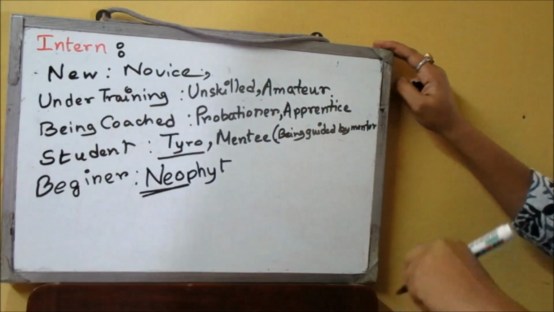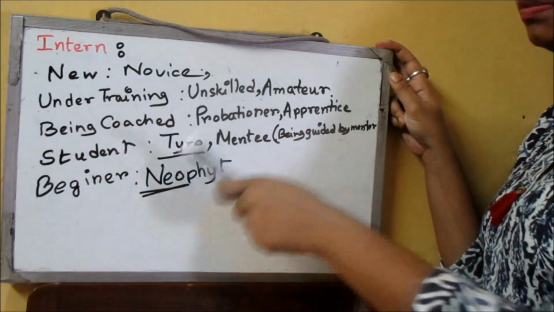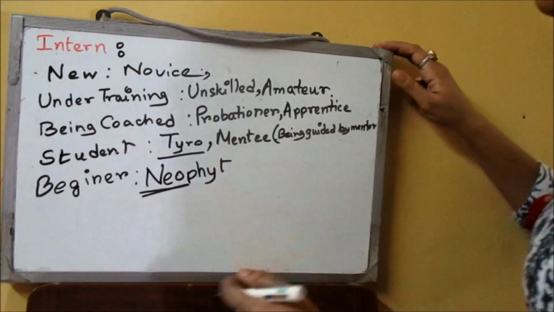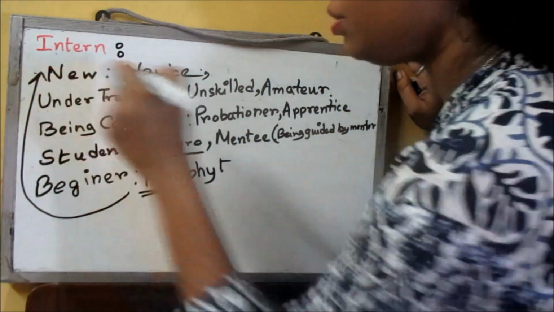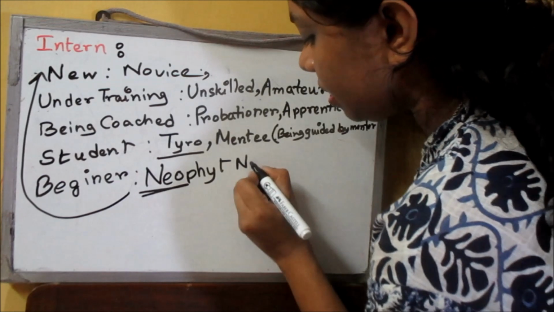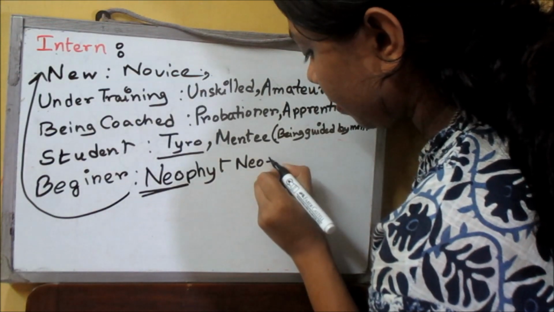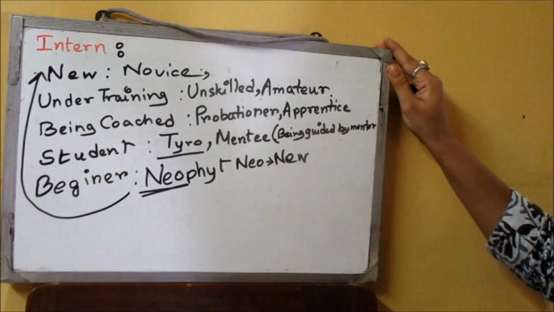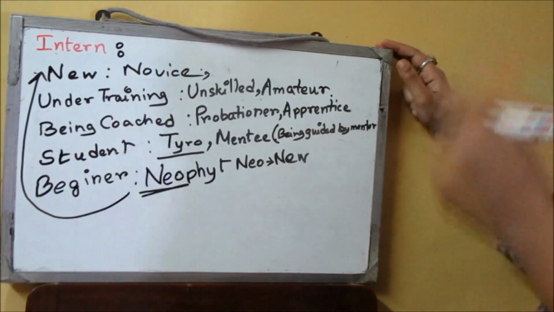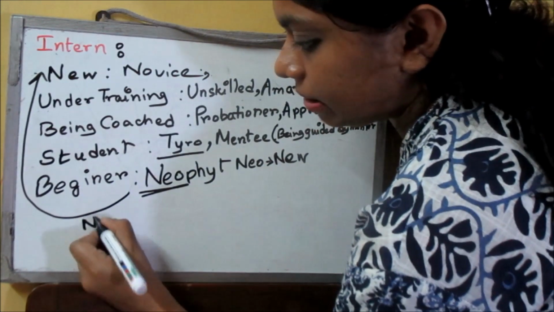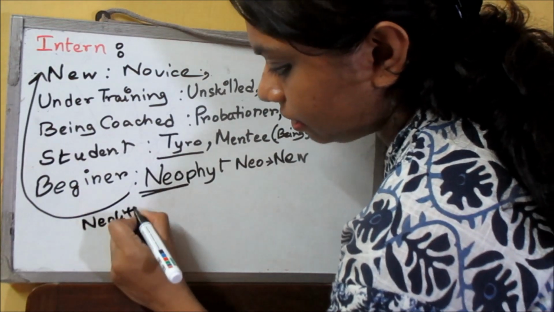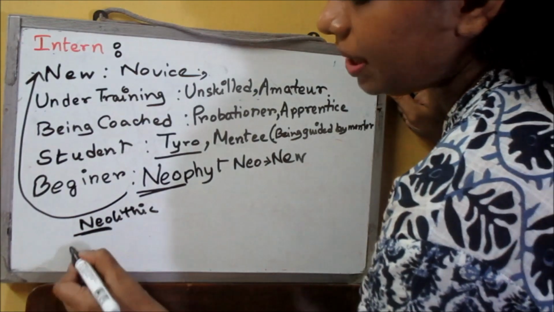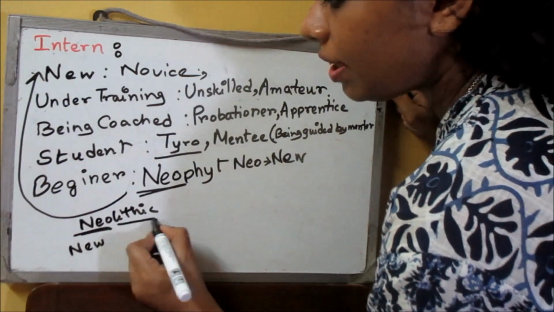Now let's look at the word neophyte. Neophyte is basically formed by the prefix neo and phyte. Alright? The word neo means someone who is new to something, right? So neo means new. An example of a word that is very similar, that also begins with neo, is Neolithic. Neolithic, right? The word neo means new and the word lithic.